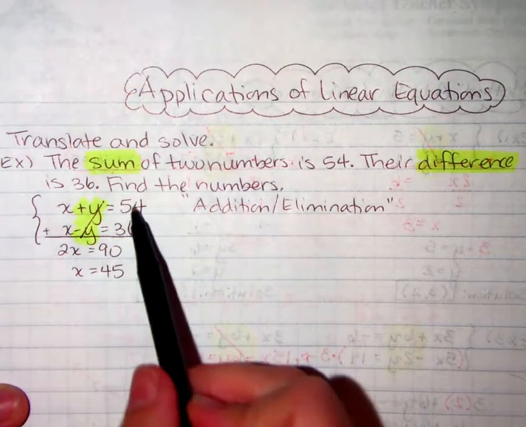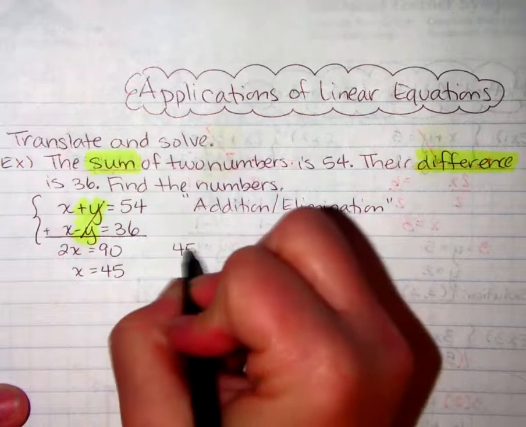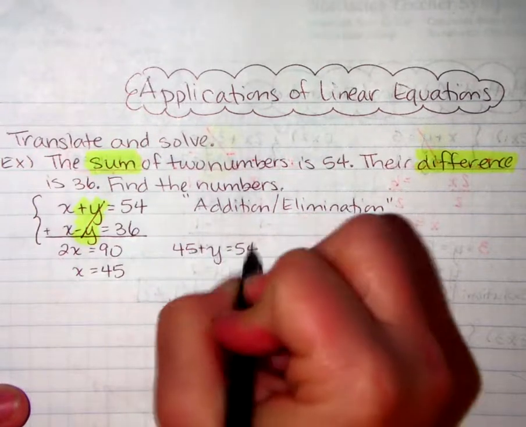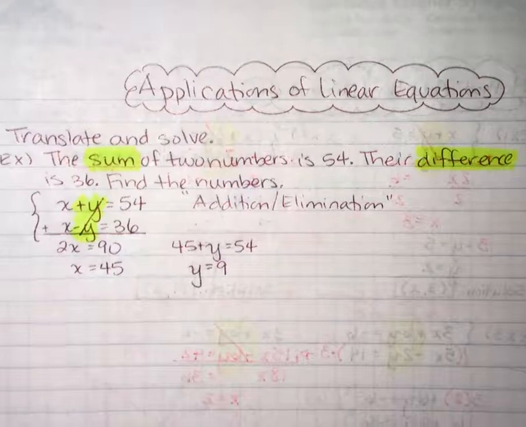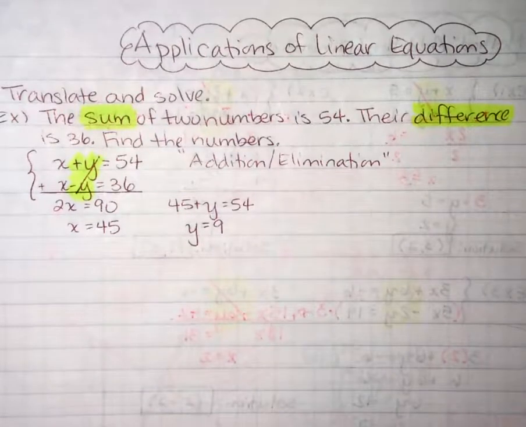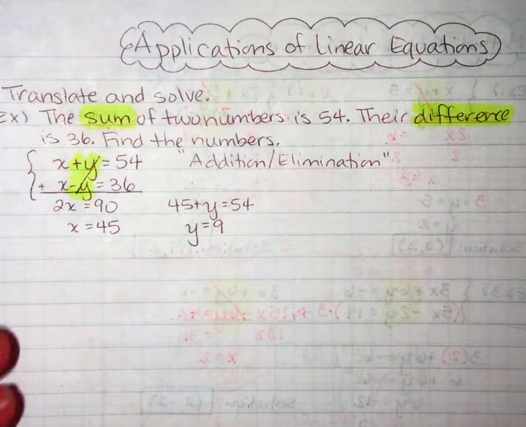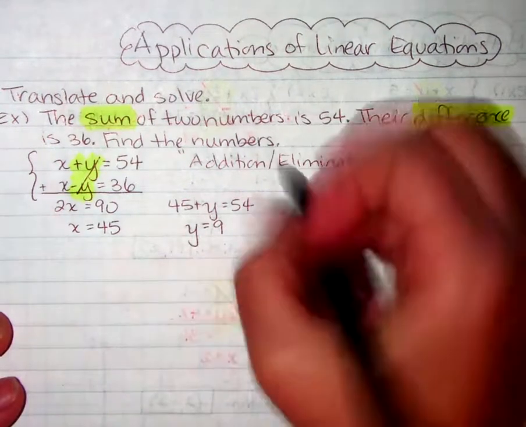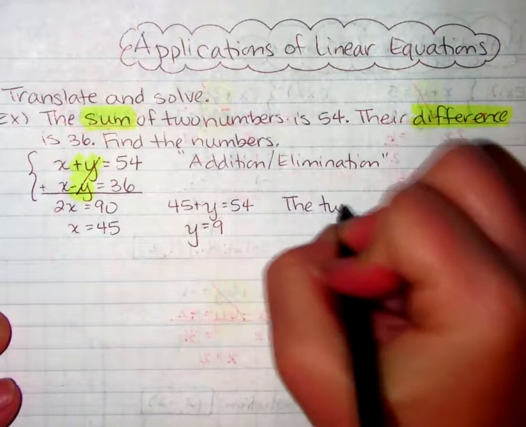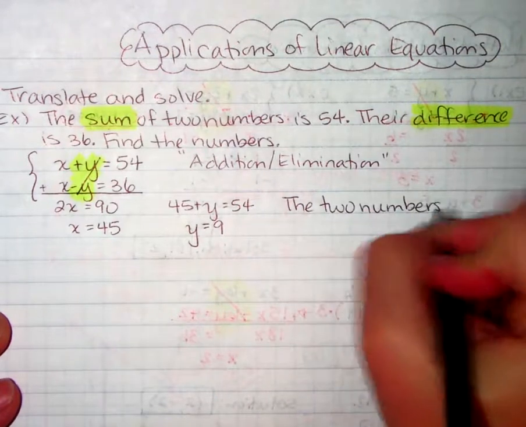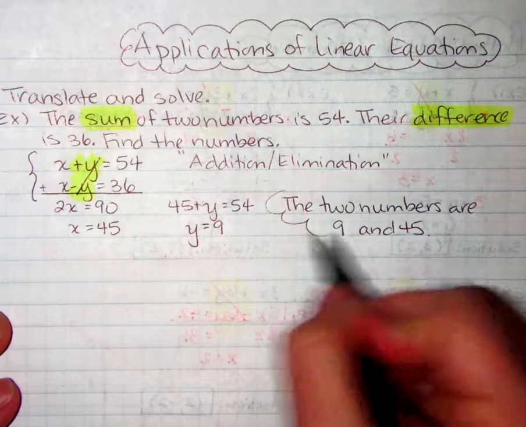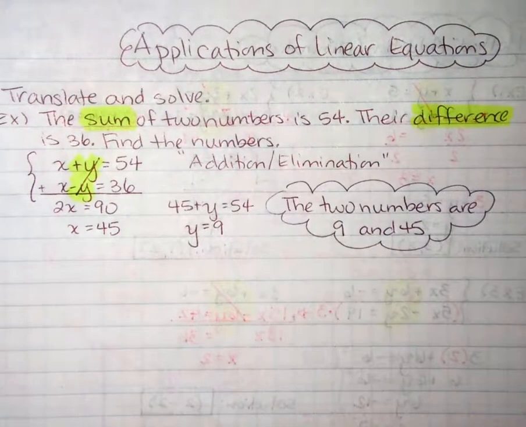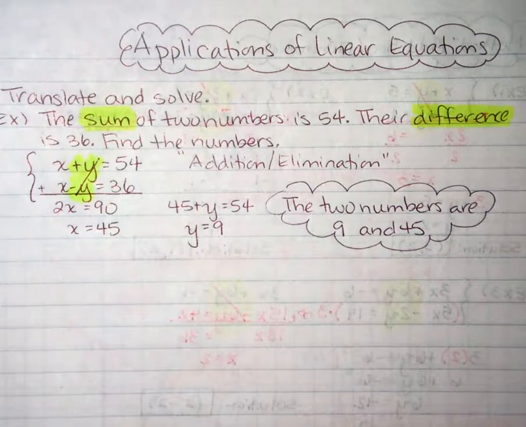And so now if I think about this first equation, 45 plus some number is 54. And so that means that y is 9. So in this case, even though I chose the variables x and y, I'm not going to write my answer as an ordered pair. I'm just going to look at the two answers I have and make a statement. The two numbers are 9 and 45. And that's how I'm going to write my answer today. It's just a statement of my solution as a sentence.